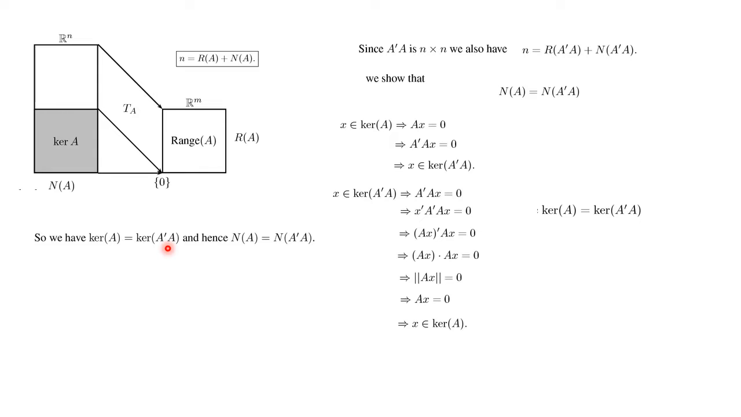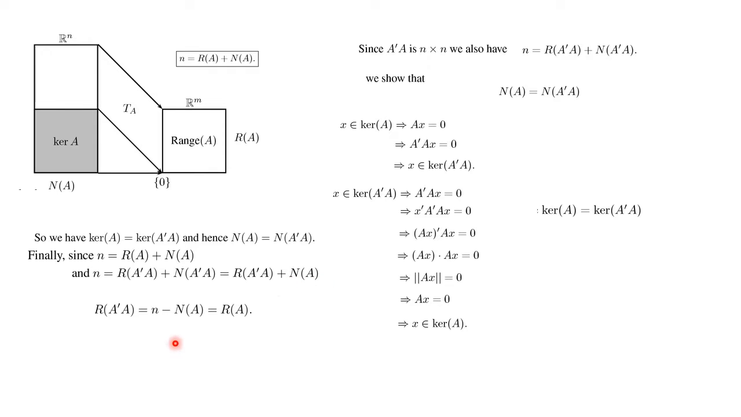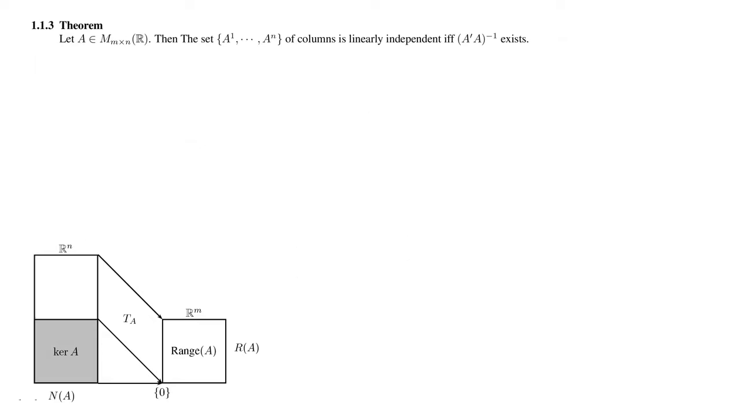Since these are the same, then of course the nullity of A is the same as the nullity of A transpose A. Now we appeal to our fundamental theorem that the rank of A plus the nullity of A is equal to n, and the same thing applies to A transpose A. And now we've just shown that the nullity of A transpose A is the same as the nullity of A. So what do we get out of this? The rank of A transpose A is n minus the nullity, and that's equal to the rank of A, and hence the rank of A transpose A is the rank of A.